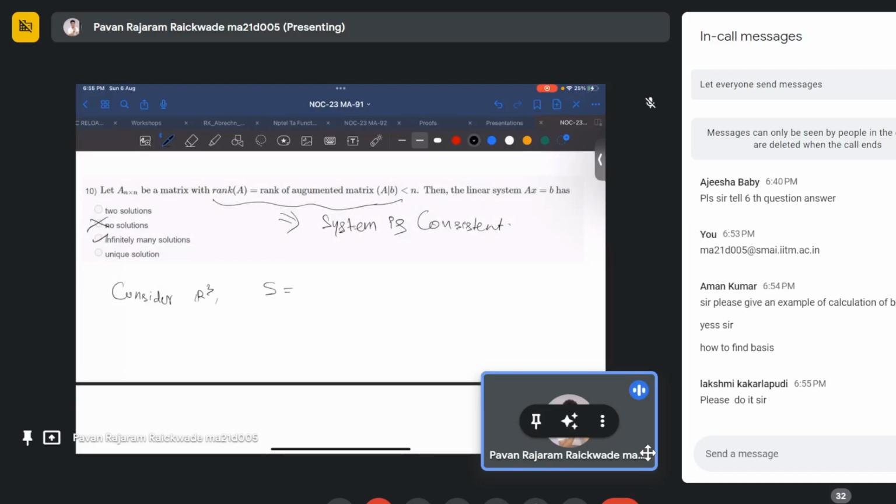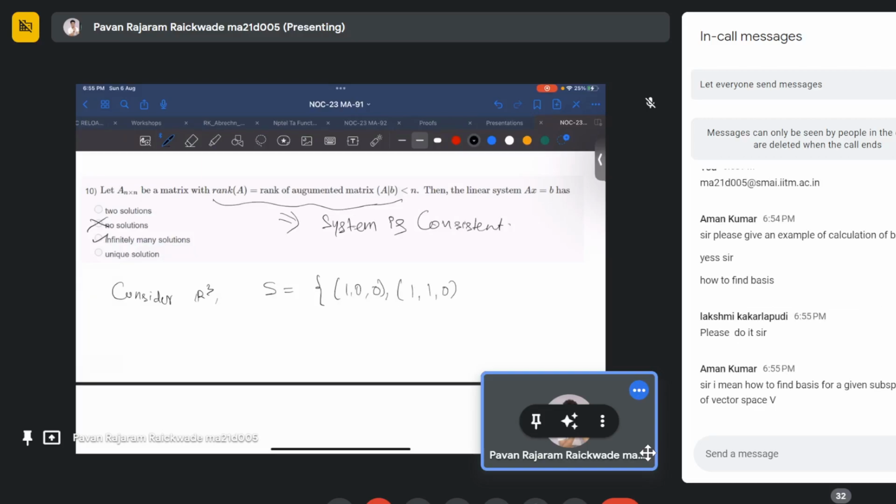If I give you a set with the vectors 1, 0, 0 and 1, 1, 0, the question is: is this a basis? What's the answer? Okay. I mean, find a basis for a given subspace. That depends on the subspace. The natural procedure is you start with one vector and find some other vector and see if those are linearly independent. Then you keep adding more and more vectors until you reach the dimension of the vector space, and that's your basis.